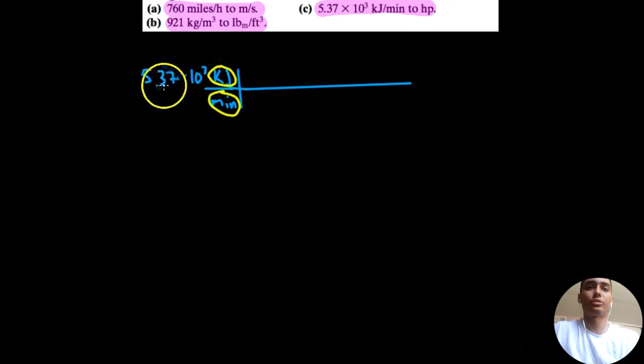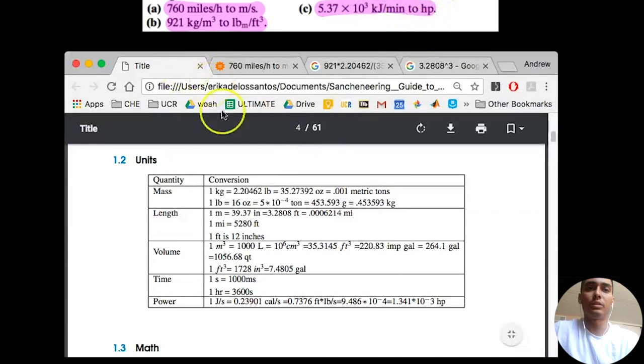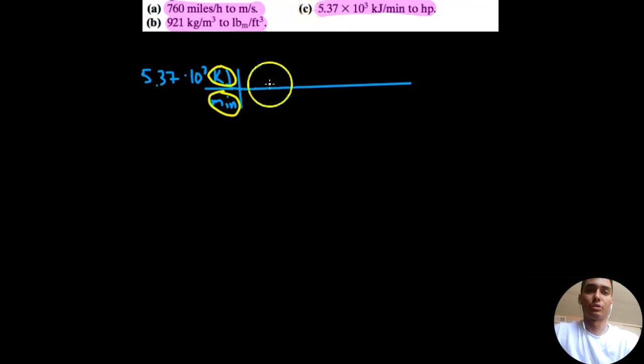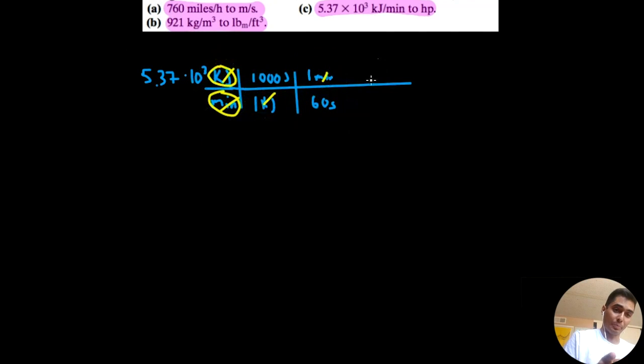I want to do a quick dimensional analysis check. So we have kilojoules, and we want to convert to horsepower, which I believe is American units. For power, we have this nice little conversion here. This is joules per second, and this goes all the way to horsepower. First we want to convert kilojoules to joules. So 1 kilojoule is 1,000 joules. And we want to convert minutes to seconds. So 1 minute is 60 seconds. Cancel out these guys. Try this by yourself before continuing on.